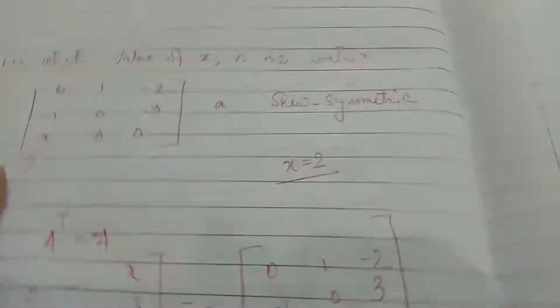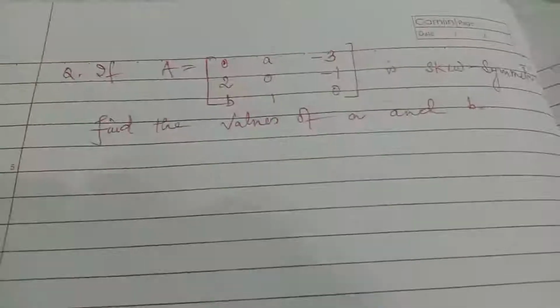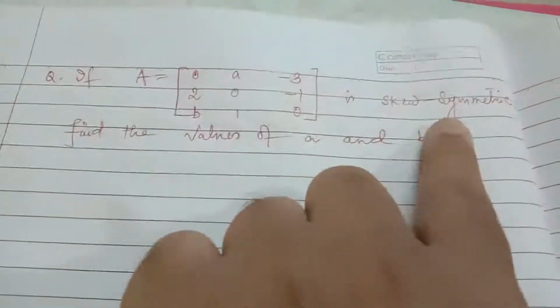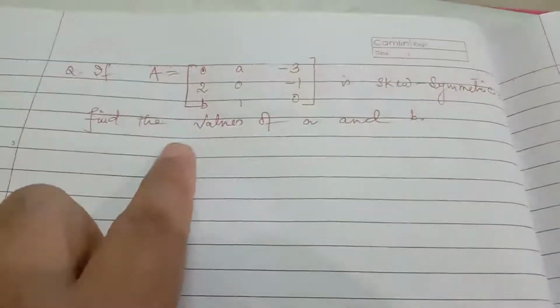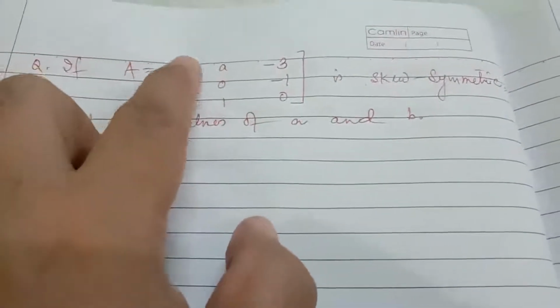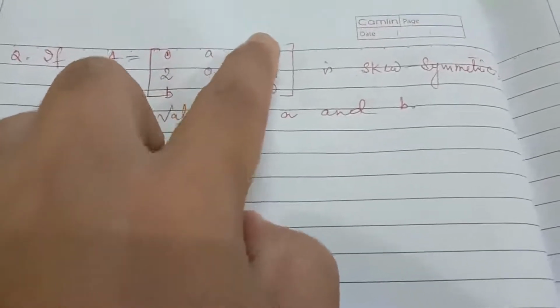If you remember how to write a skew symmetric matrix, this will be very easy for you. Let us take another question asked in the CBSE board exam paper. If A is a skew symmetric matrix, find the values of a and b. Again, you see these diagonal elements are 0, 0, 0. These three elements are a, minus 3, minus 1.